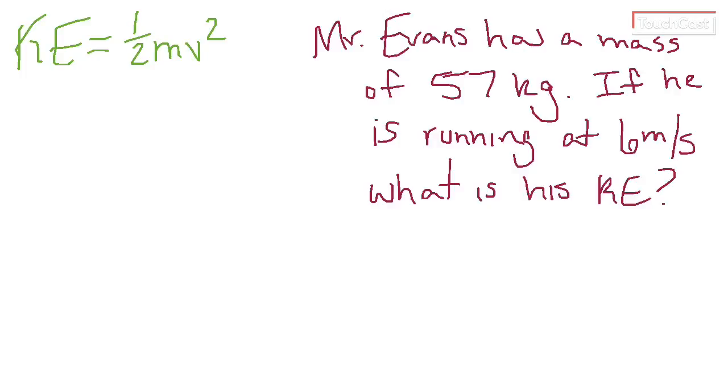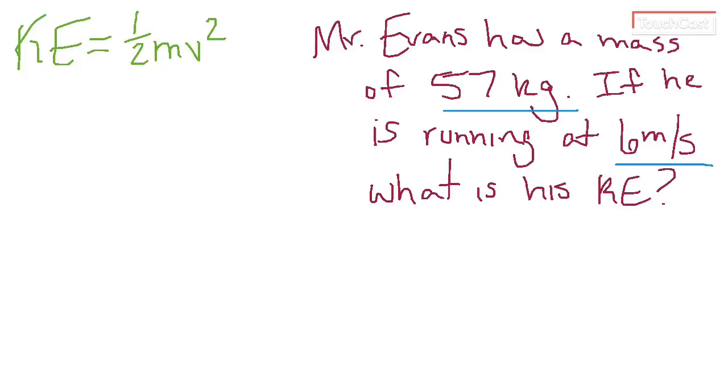Let's say I'm out for a run. I have a mass of approximately 57 kilograms, and I am running at 6 meters a second. I want to know the amount of kinetic energy I have. Similar to our potential energy problem, the very first thing to do is see if we're in the correct units. Mass is in kilograms, perfect. Velocity is 6 meters per second. Both are in the correct units, which means at this point it is plug and chug.